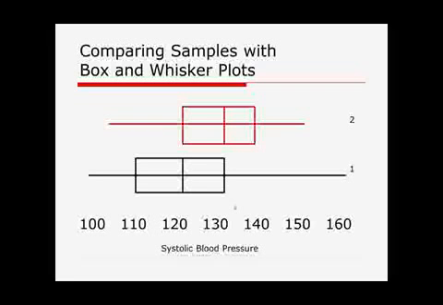So, for example, in sample 1, in the black, roughly 75% of the participants have blood pressures below 130, because that's the value of the third quartile, the rightmost vertical line. That compares to half the sample in the red group, sample 2, having blood pressures less than or equal to 130. So when you're looking at these things side by side, you can see how the distributions compare. So the middle 50% of sample 2 is really shifted to the right, or is higher than that for sample 1. So the blood pressures in sample 2 are in general higher than those in sample 1.